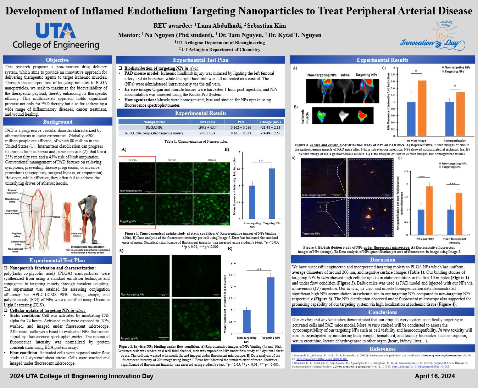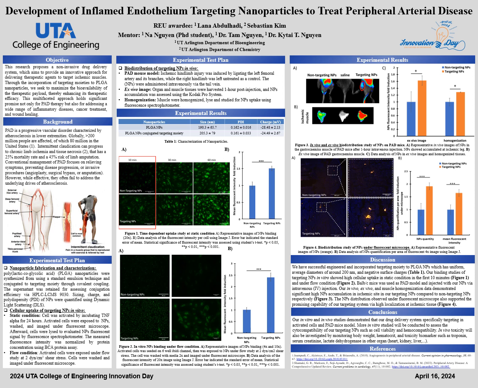So next we're going to talk about stage 3. After in vitro testing, we moved on to a PAD mouse model by inducing ischemic injury by ligating the left femoral arteries and branches, leaving the right hind limb untreated as control. Nanoparticles were then administered intravenously through the tail vein.